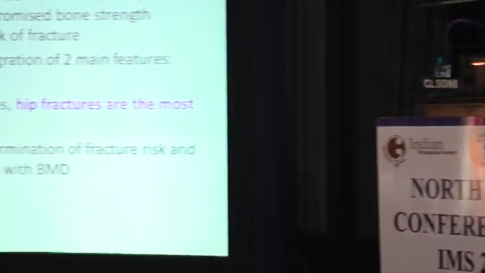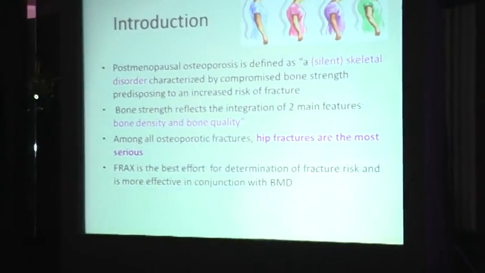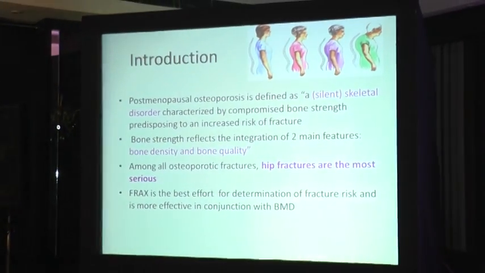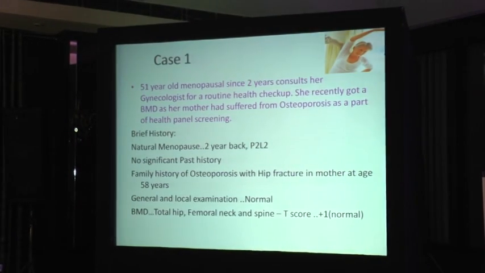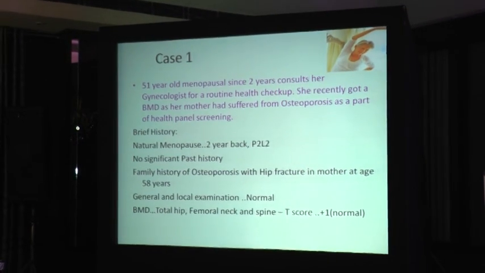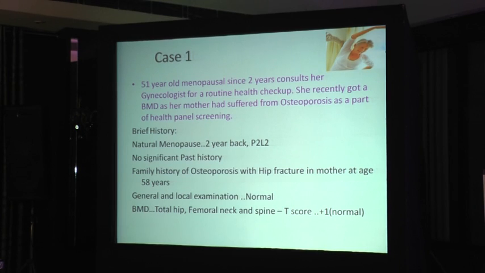Menopausal osteoporosis has already been talked about, but only one emphasis from this slide, that hip fractures are the most serious fracture to have in this osteoporotic woman. So our first case is a 51-year-old woman, menopausal for 2 years, who consults a gynecologist for a routine health checkup. She underwent a health screening panel in which her BMD was tested and found normal, but she went to the gynecologist and asked: Doctor, tell me what should I do? I want to be as healthy as possible.